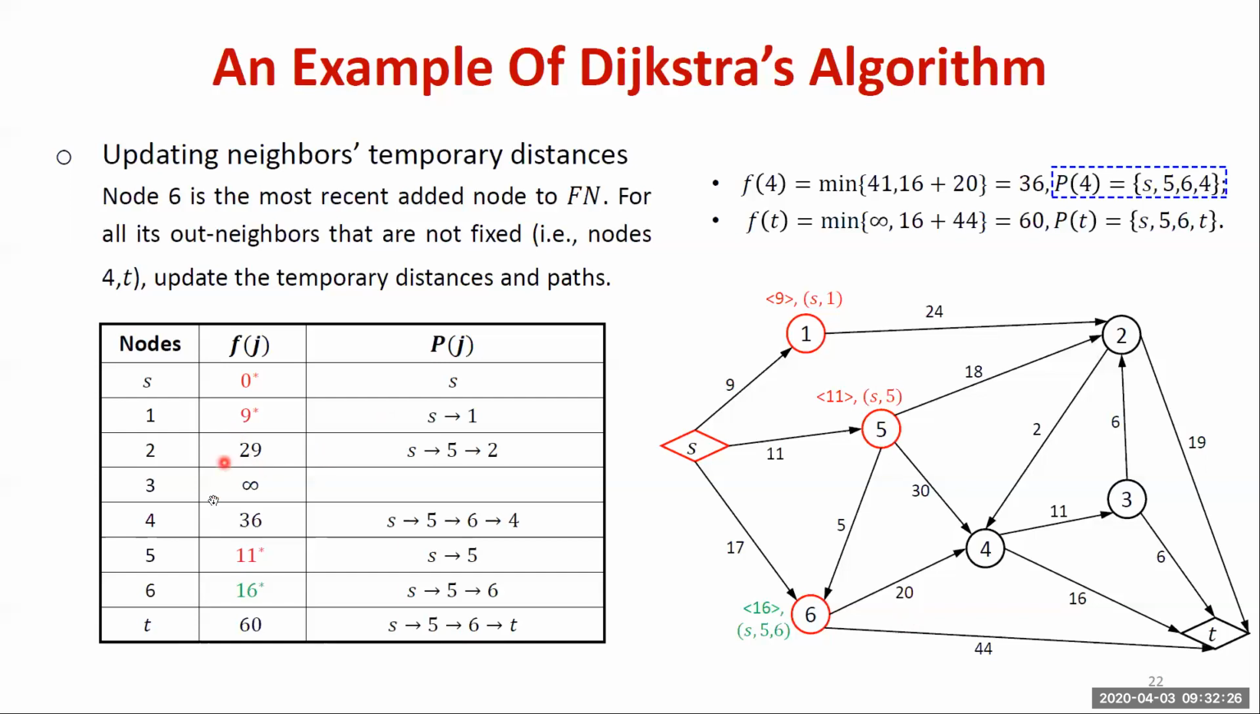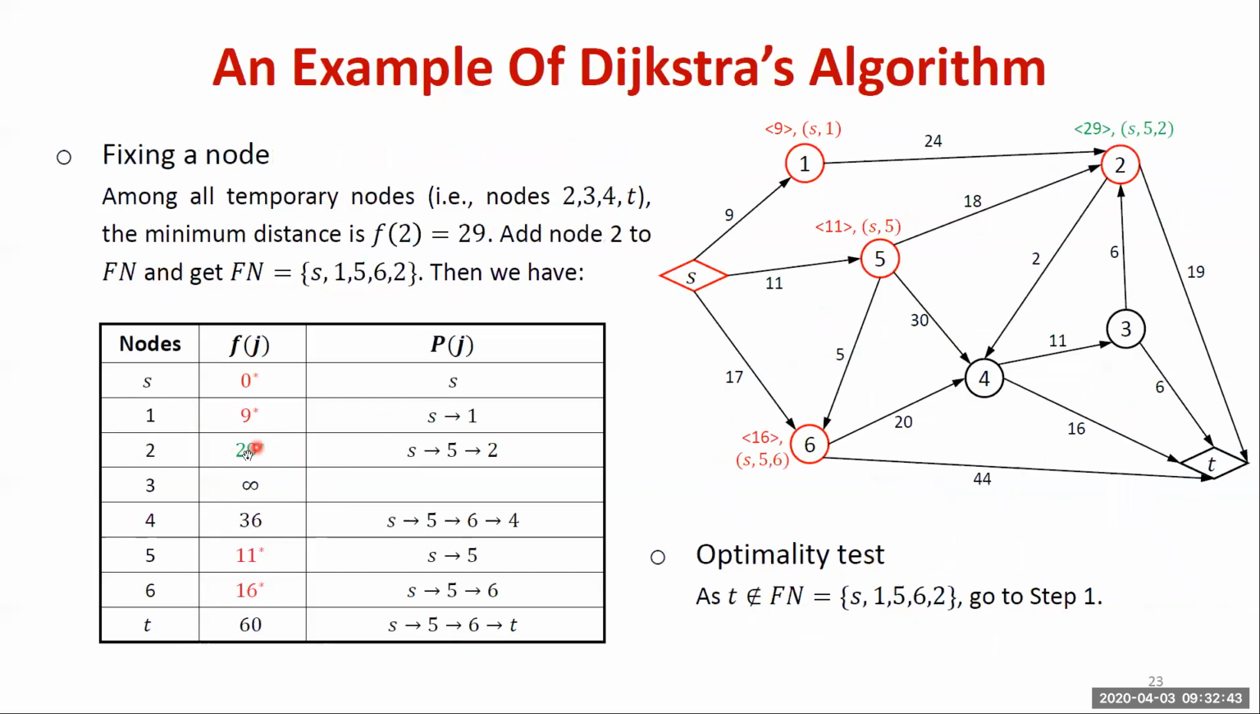Okay, again, among all these temporary distances, you're going to find the smallest one. 1, 2, 3, 4. Only 4 nodes. Which one is the smallest one? 29. So we're going to fix 29. Fix node 2. So here we go. We fix node 2, and in the graph correspondingly, you see this one becomes green. Okay, and again, you're going to ask yourself whether t is inside. t is not inside. Okay, continue.